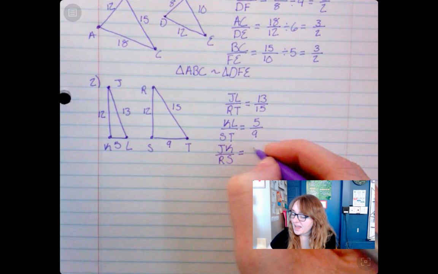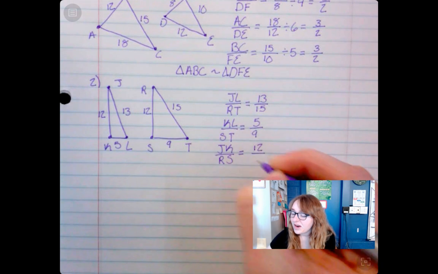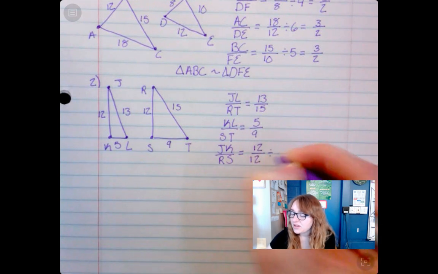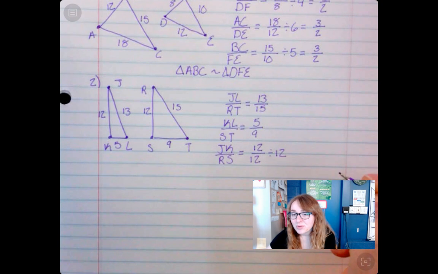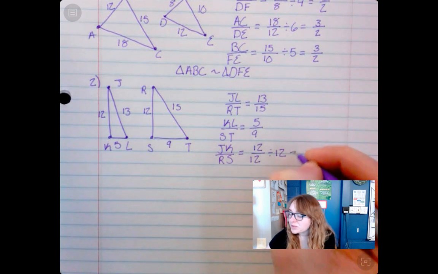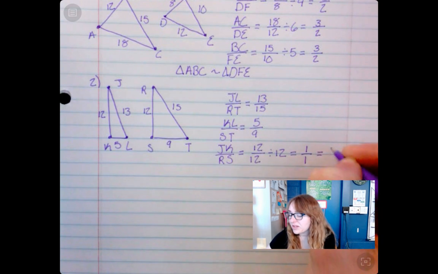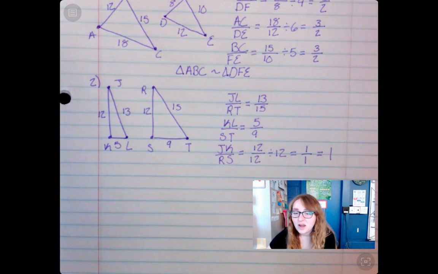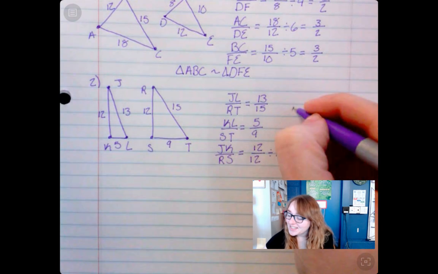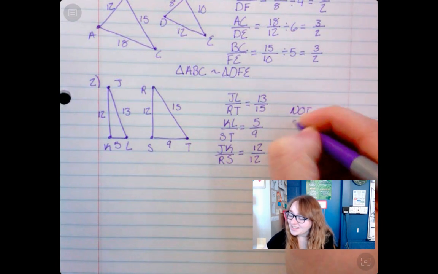So JK is 12 units long. RS is also 12 units long. So we're going to reduce by our greatest common factor, which is 12. 12 divided by 12 is 1. And 12 divided by 12 is 1. 1 over 1 can also simplify to just 1. All right, so none of these match. So these triangles are definitely not similar.